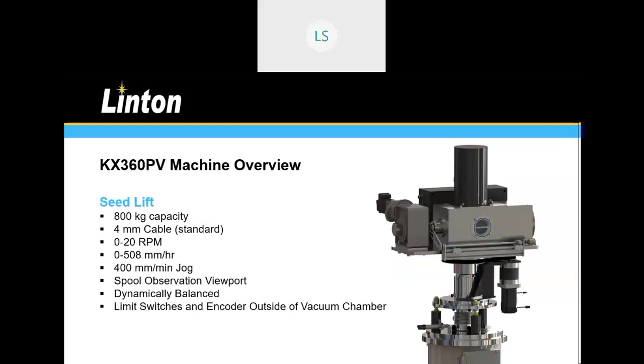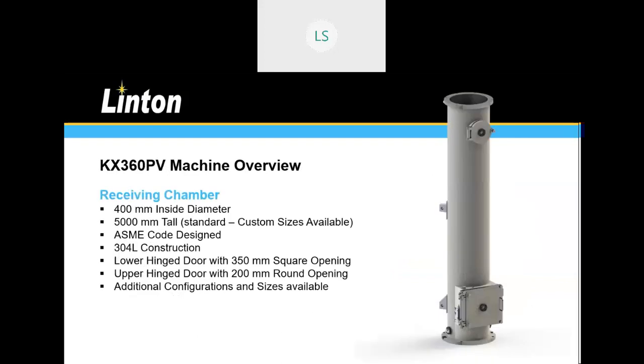Okay, the machine consists of a few different highly technical parts. One of them is the seed lift. The seed lift has to be able to lift the crystal as it grows out of the melt. This particular seed lift has a capacity of 800 kilograms, and is dynamically balanced. Balancing is very important, especially as you're pulling longer crystals. You're going to want to eliminate or reduce orbiting as much as possible. Next slide.